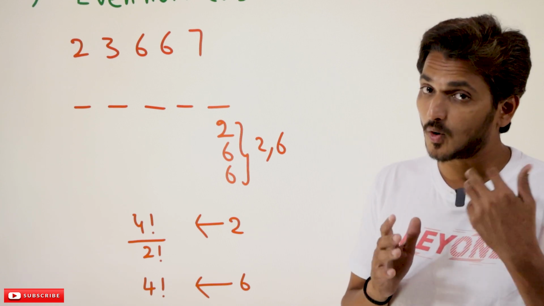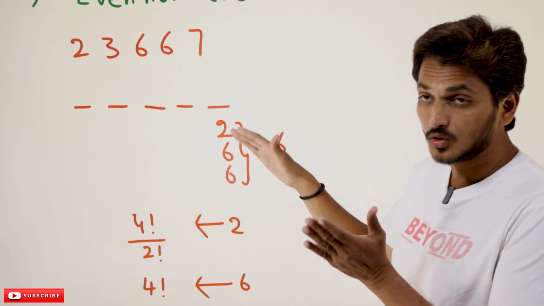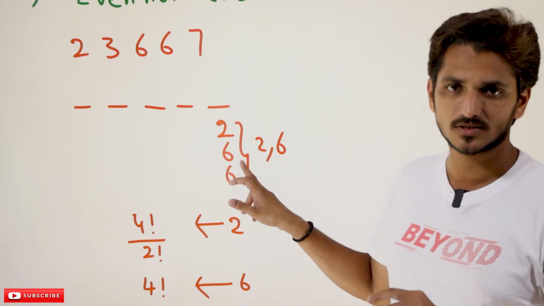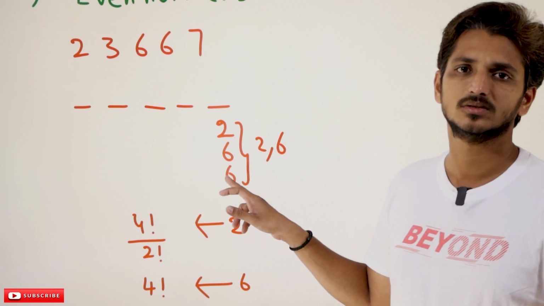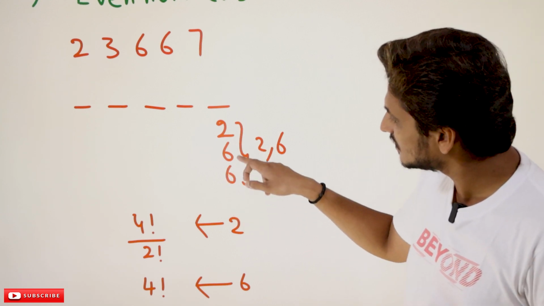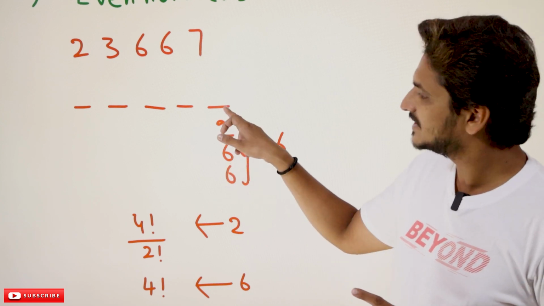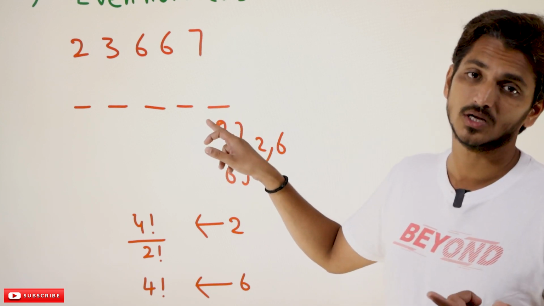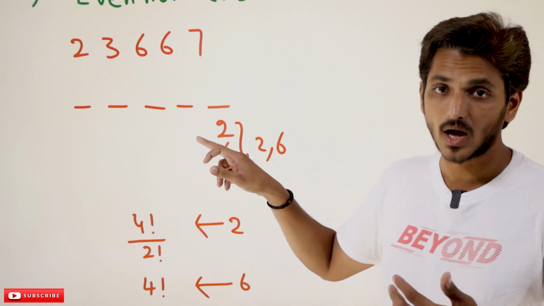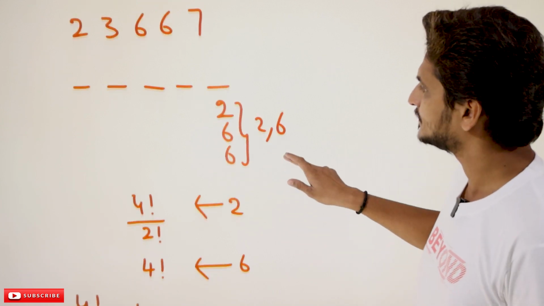But the point you need to understand here is that you have to do it separately. For 2, what are the permutations? For 6, what are the permutations? Why do we need to do it separately? Because 6 is repeated 2 times. Placing 6 here gives you different permutations, and placing 2 here gives you different permutations. Why? Let's try to understand that.